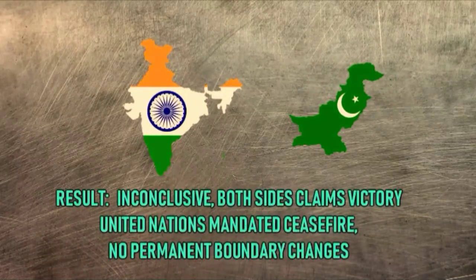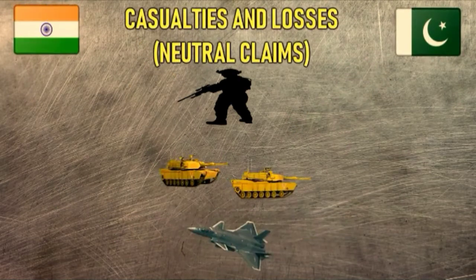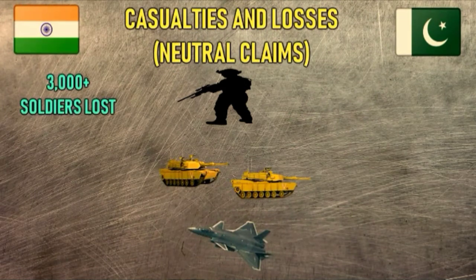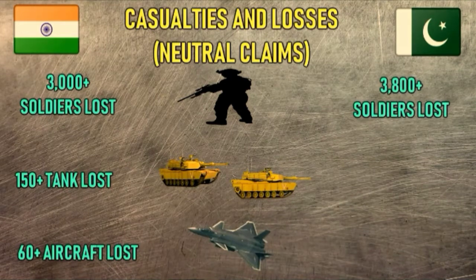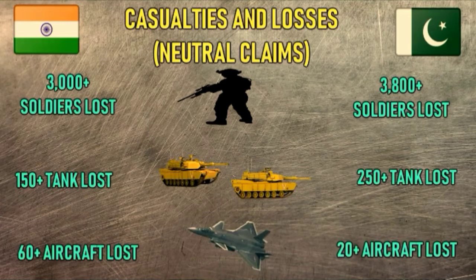Result? Inconclusive. Both sides claim victory. United Nations mandated ceasefire. No permanent boundary change. Casualties and losses. Neutral claims. India, 3,000 plus soldiers killed. 150 plus tanks lost. 60 plus aircraft lost. Pakistan, 3,800 plus soldiers killed. 250 plus tanks lost. 20 aircraft lost.